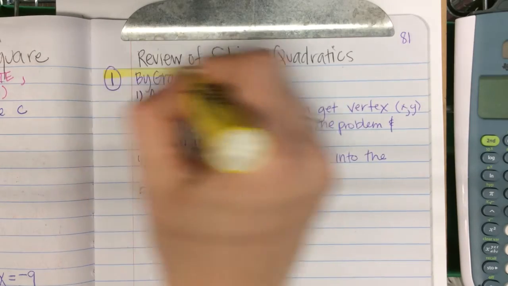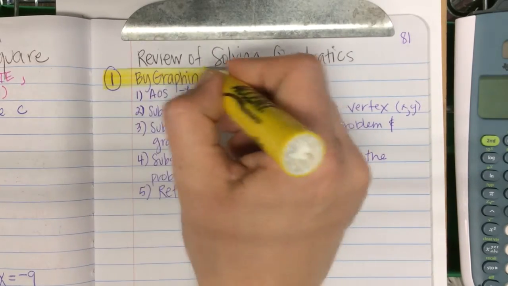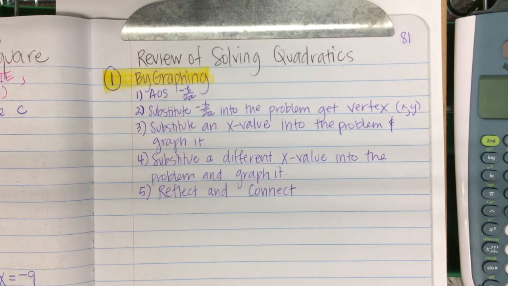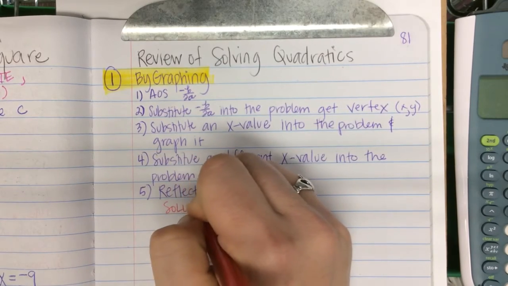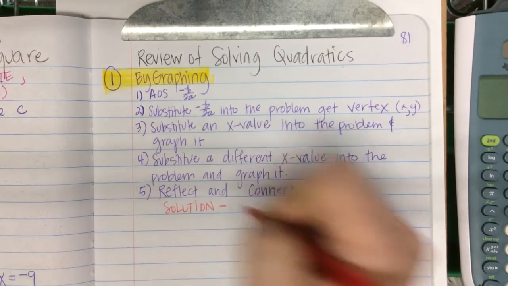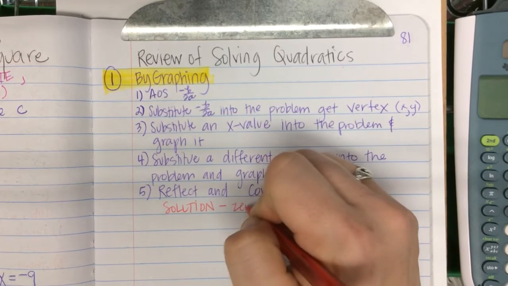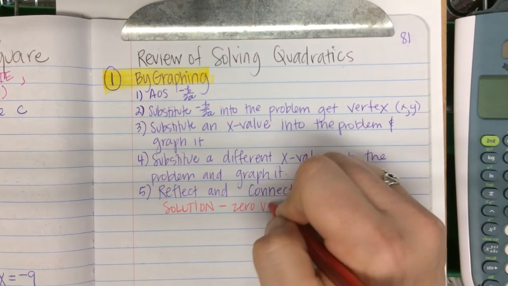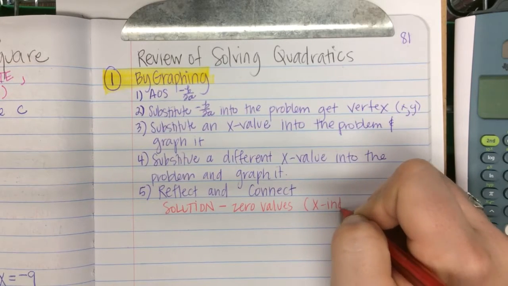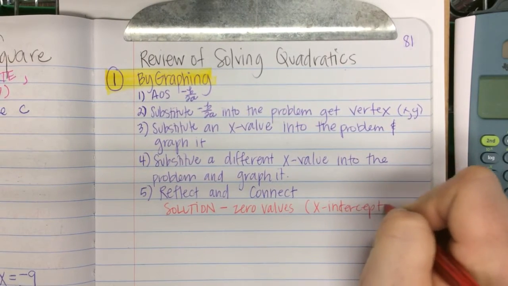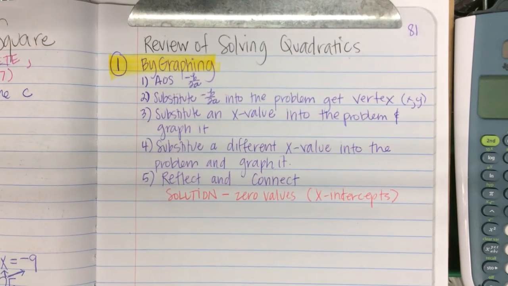How do you know what your answer is when you graph it? What's your solution? How do you identify the solution, Sam? Perfect. The solution is the zeros, the zero values, the x-intercepts. And again, graphing is the most work.